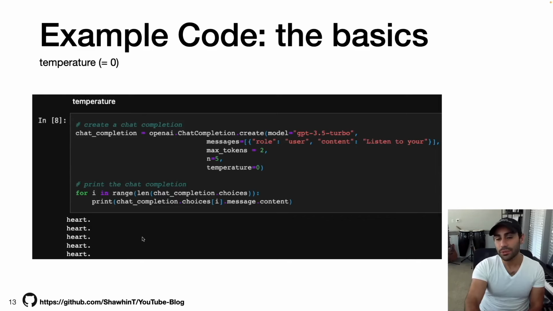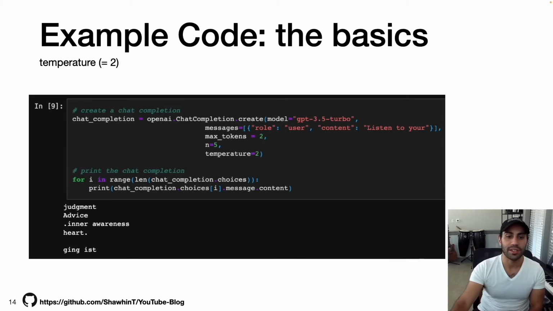But let's see what happens when we crank the temperature up. So let's set temperature equal to 2, same exact API call, and now we get some really interesting chat completions. First we get "listen to your judgment," makes sense. "Listen to your advice," okay, that's good. "Listen to your inner awareness," interesting. "Listen to your heart." So notice we still got this most probable outcome.